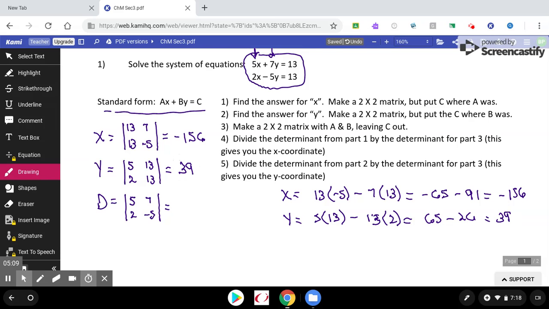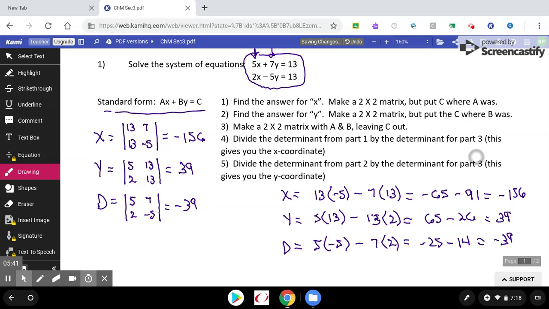So why the d? Well, you're going to see why here in a second. Let's go ahead and figure it out first. Again, right diagonals, 5 and negative 5, minus the right diagonal times the left diagonal, which would be the 7 and the 2. And I got negative 25 minus 14 for a total of negative 39. So that is my third determinant.